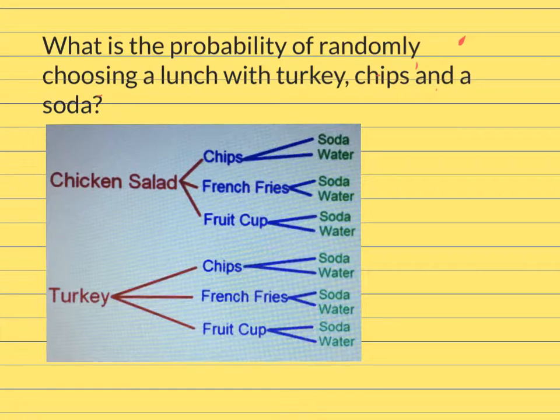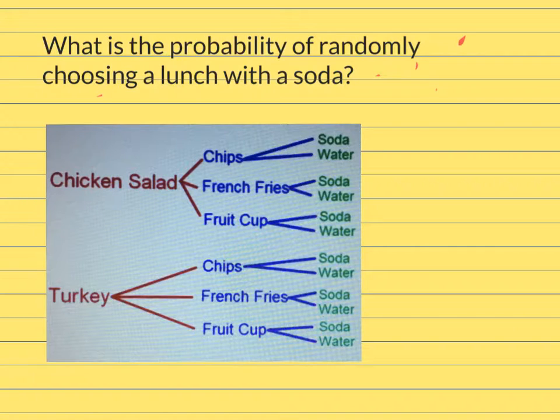You could also have a question that asks you about one specific outcome. For instance, let's read this question. What is the probability of randomly choosing a lunch with turkey, chips, and a soda? Let's follow that. I could choose turkey, then chips, and a soda. That is one outcome, turkey, chips, and soda, out of all the different combinations. So the probability would be 1 out of 12.